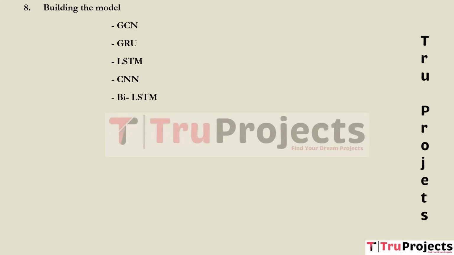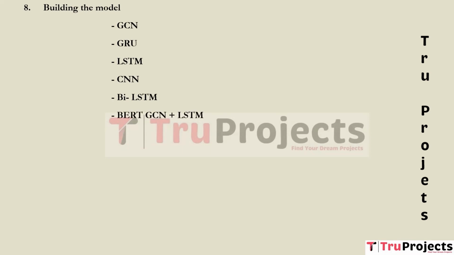Coming to BiLSTM, which is bidirectional long short-term memory. It is an extension of LSTM that processes the data in both forward and backward directions. This allows it to capture context from both past and future information. It is used for sentiment analysis to leverage bidirectional context, which is valuable for understanding sentiment nuances in text.